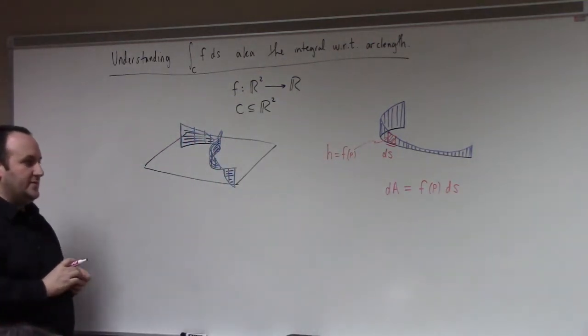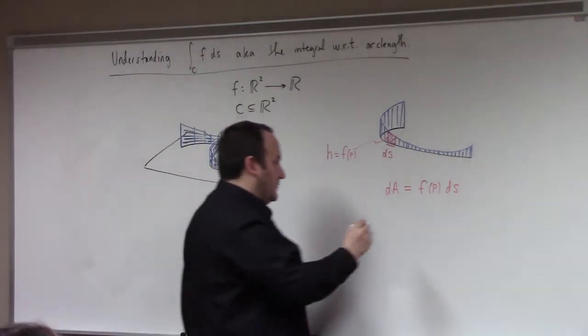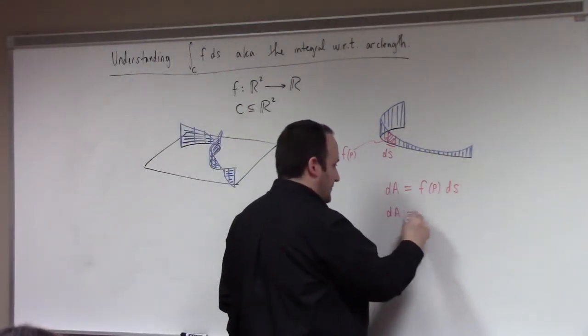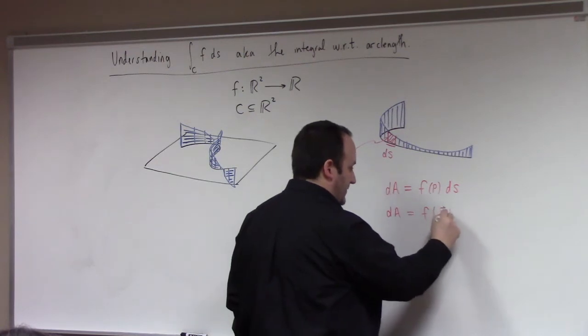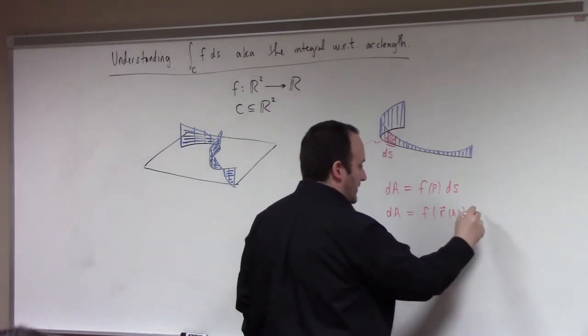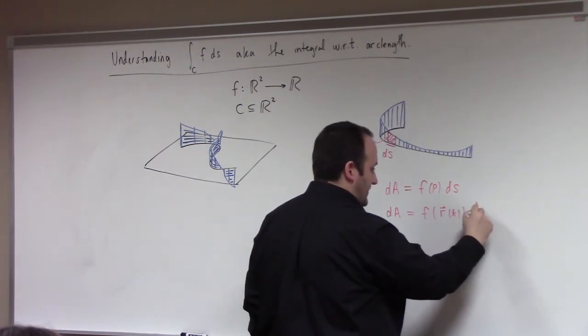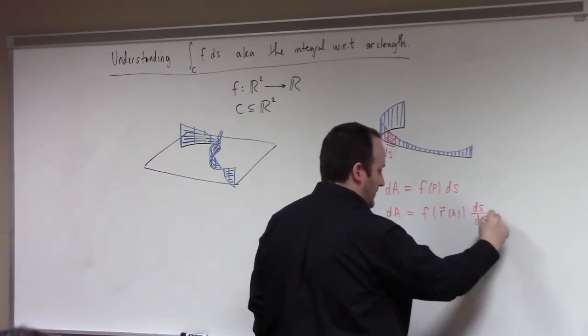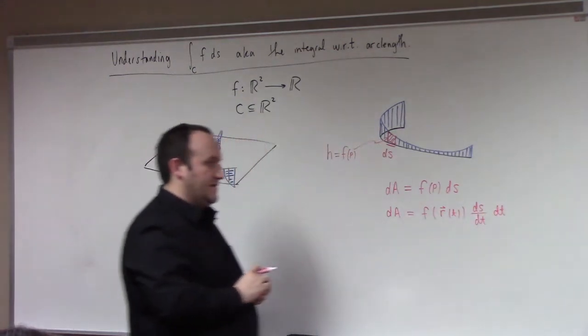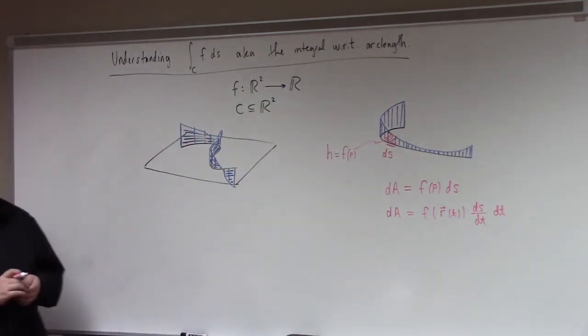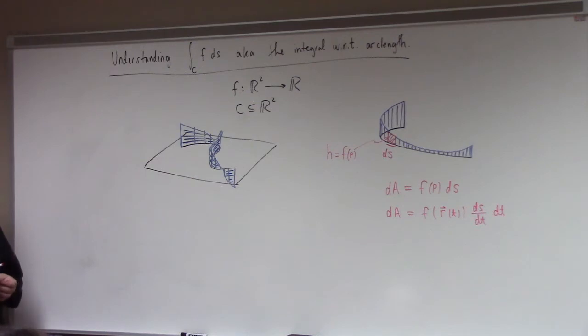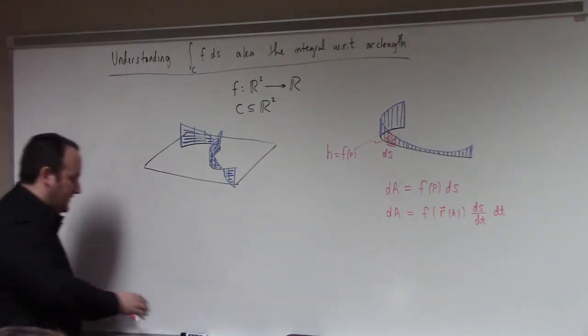Now the way to actually calculate that would be something like this. dA is equal to f of r of t times ds dt. That's how we'd actually calculate that. With a parameterization, we can convert ds to speed times dt and then do an appropriate integration over the range of t in question. So that leads us to the definition.